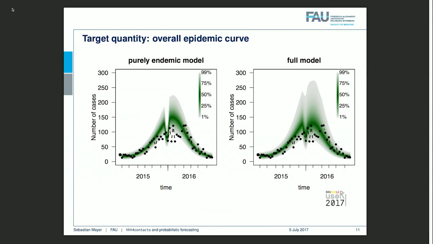I think my time is almost over, so I only show two plots of long-term forecasts. One target quantity is the overall epidemic curve obtained via simulations from the model. Here are two models. So one model is a purely endemic model, and the other one is the full model with social context and spatial weights and so on, which leads to larger uncertainty and which is actually good if we compare the forecasts in green with the observations in dots, because the purely endemic model forecast wouldn't cover the actual observations, but this is true here.